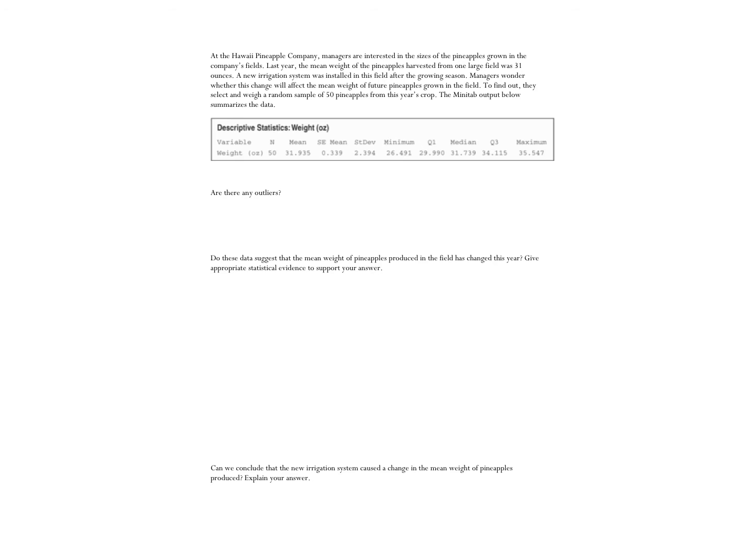Hey, look, what a great opportunity for us. Okay, so at the Hawaiian Pineapple Company, managers are interested in the sizes of the pineapples grown in the company's fields. Last year, the mean weight of the pineapples harvested was 31 ounces. A new irrigation system was installed in this field after the growing season. Managers wonder whether this change will affect the mean weight of future pineapples. To find out, they select and weigh a random sample of 50 pineapples from this year's crop. The Minitab output below summarizes the data.